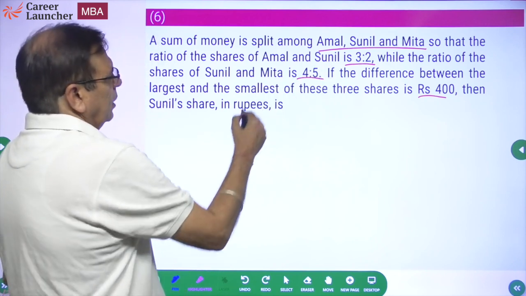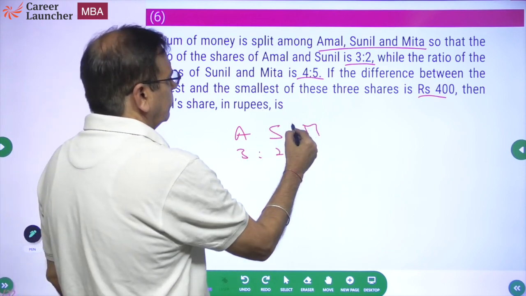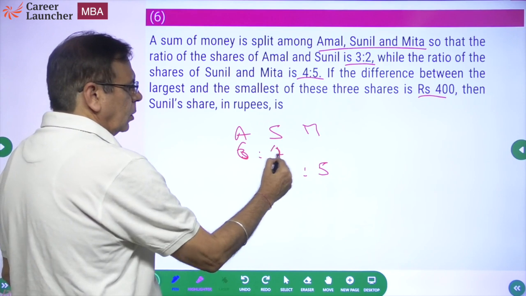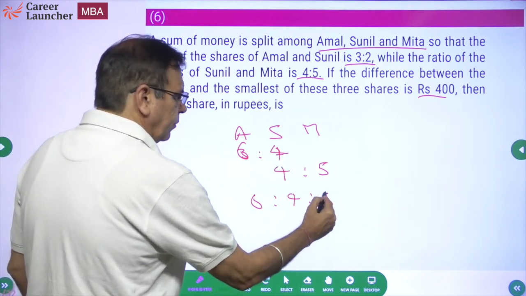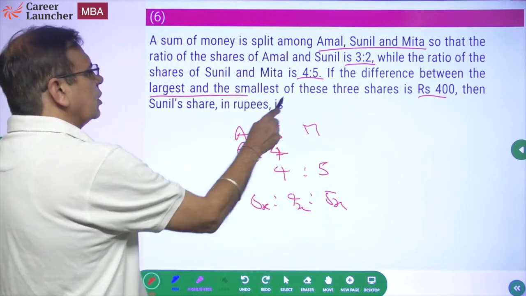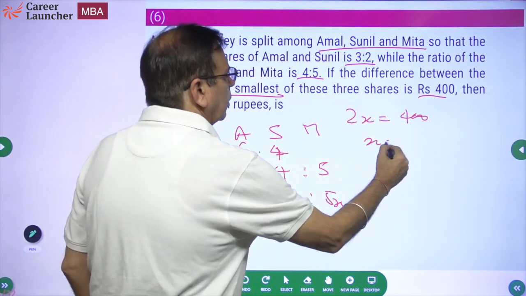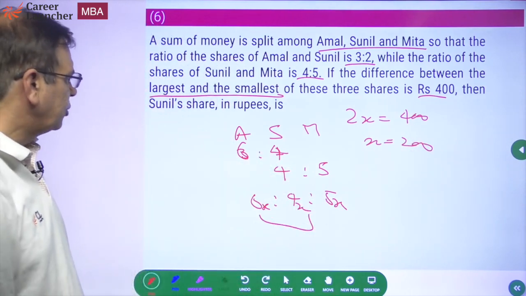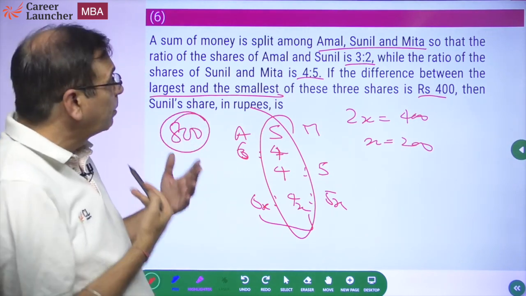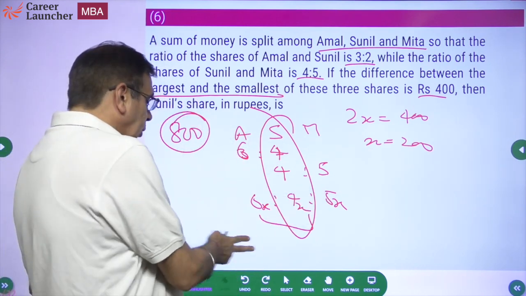What does it say? A and S are 3:2, and S and M are 4:5. So what will we do? We'll make it 6:4, so it becomes 6:4:5. If he has 6x, this has 4x, this has 5x. The difference between the largest and smallest is 6x minus 4x, 2x, which is equal to 400. So x is 200. Sunil's share is 4x, which is 800. No jugaad, but this is a question you should not miss. Just because you see four lines there does not mean you have to leave the question. Read the question and then decide whether it has to be done or not.